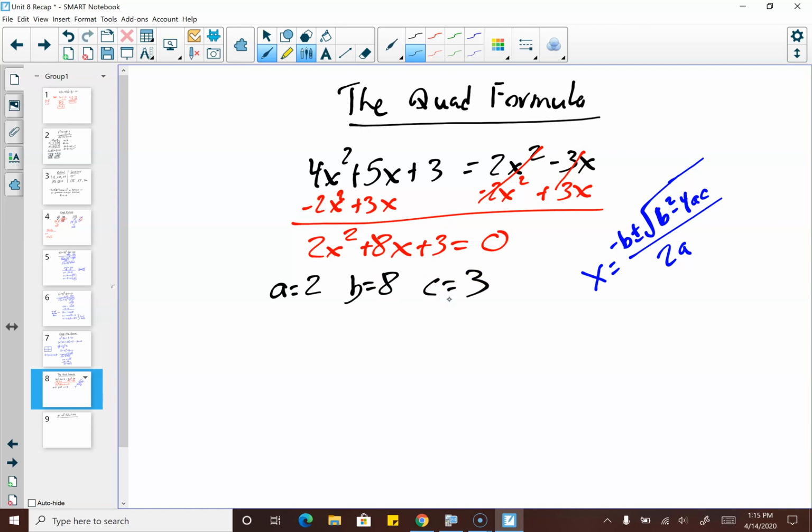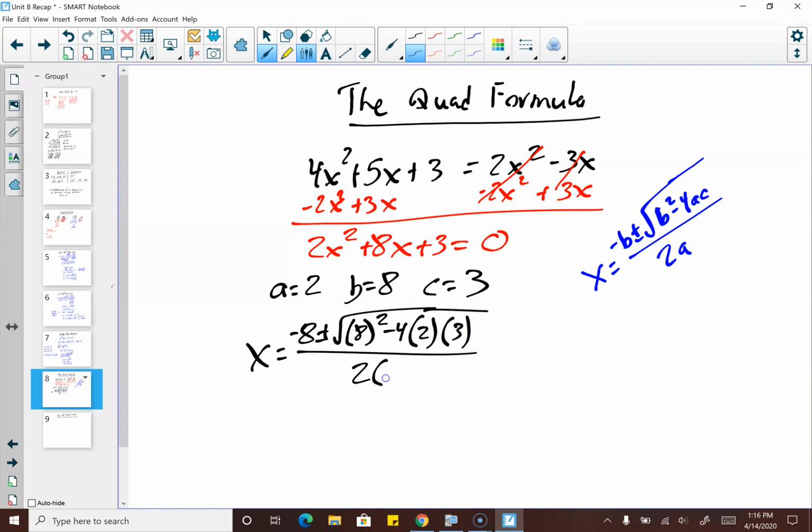Now, all of these are positives, but you need to make sure that if any of them are minus signs, that you include the negative for each of those. So x equals negative b. So the opposite sign of positive 8 is negative 8. Plus or minus big square root 8 squared minus 4 times 2 times 3, right? A times c, all over 2a, which is 2 times 2.